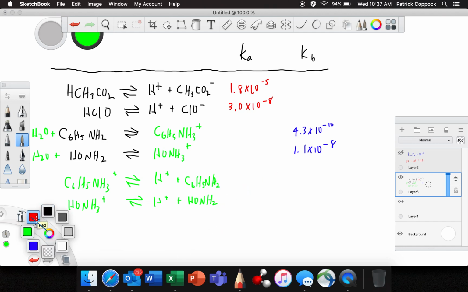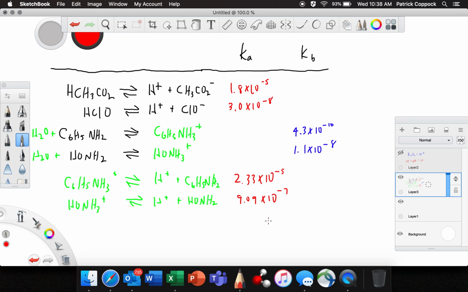Go back to red here for my acids, right? 2.33 times 10 to the negative 5. Okay? And the Ka of hydroxylammonium is going to be 1 divided by 1.1 times 10 to the minus 8, which is going to be 9.09 times 10 to the minus 7. All right, so let's go back over to our problem now.